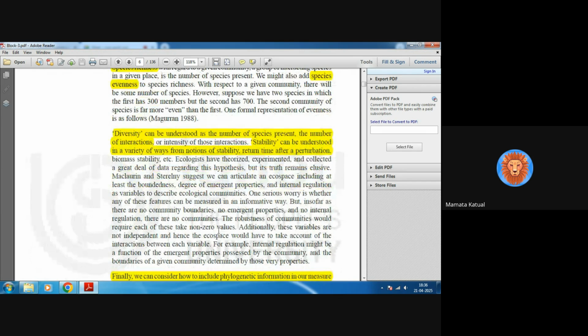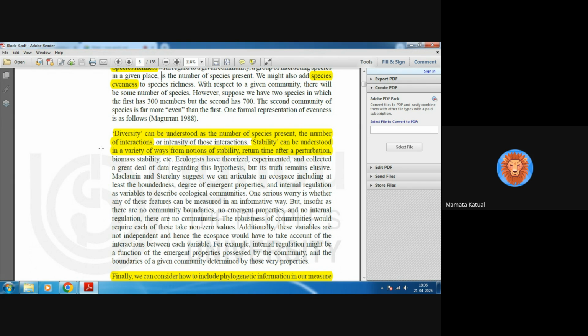So the diversity can be studied as the number of species present, how many species are present, and the number of interactions, not only the species present, but the number of interactions between the species, what type of organisms are present, and what their role in the ecosystem is. So these interactions and the stability of the ecosystem.